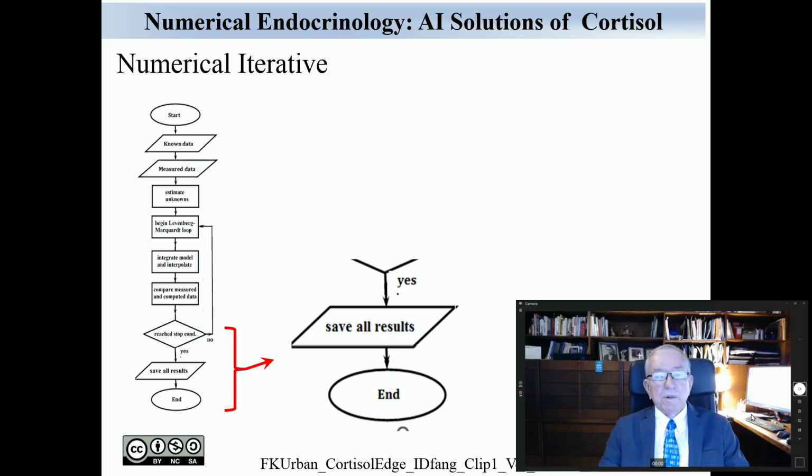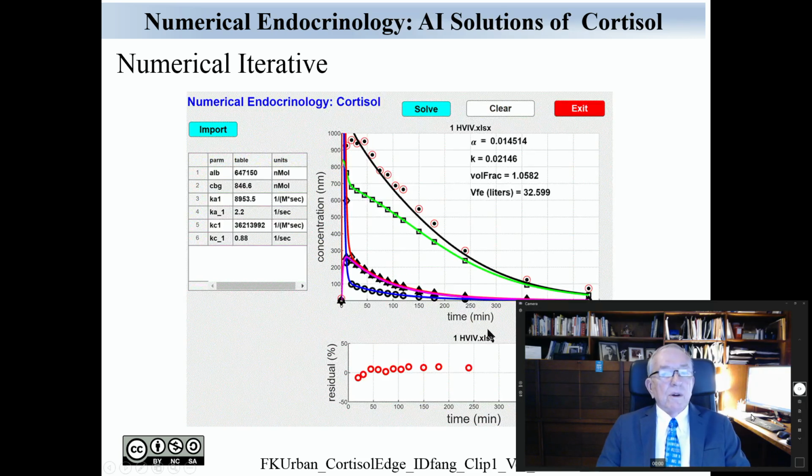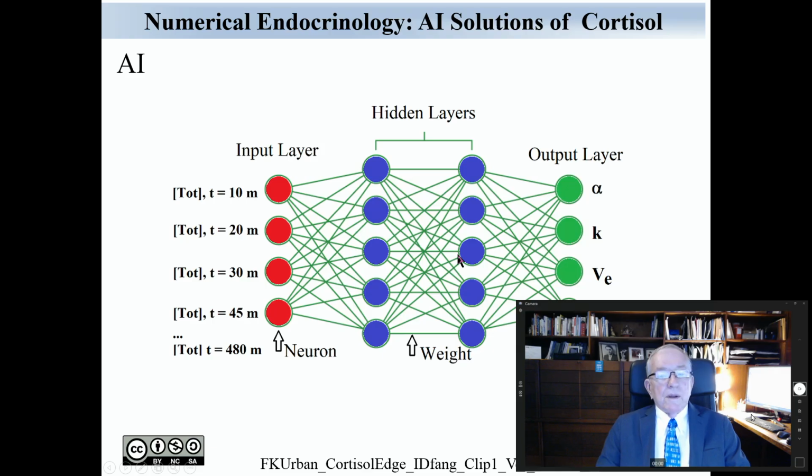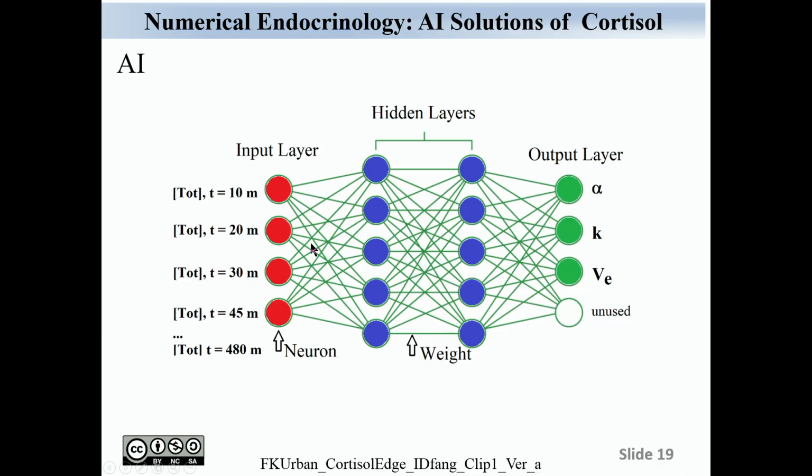So I guess I could put myself back in. So in this case, we have a thing that looks like this when it's done its solution. And in a few minutes, I'll demonstrate this. Now, the other alternative is to solve these with AI. So the AI that we used in this case has 15 inputs, which are the measurements at these different time points, 10 minutes, 20 minutes, 30, 45, and so on. That's listed in the paper.